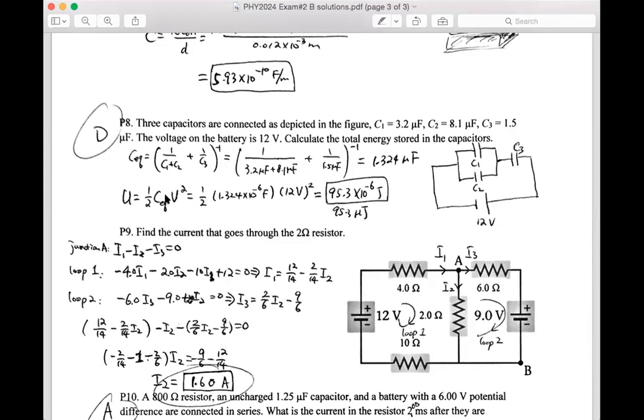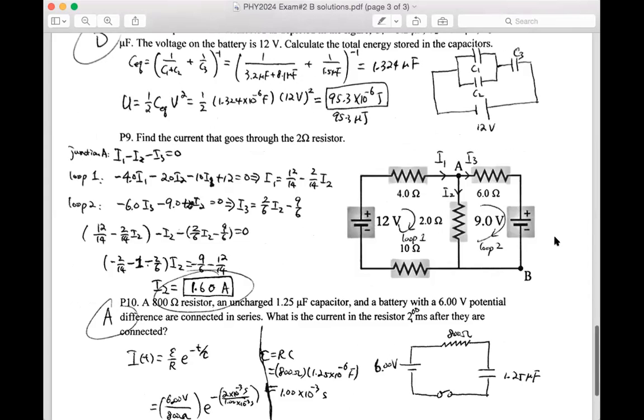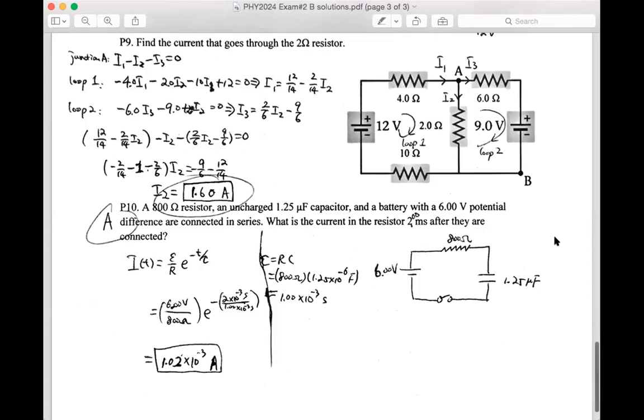After that, the energy stored in this combination will be 1/2 CV squared. C is the capacitance, the equivalent capacitance, and that gives you that number. All right, number 9 and number 10, we just looked at in the previous version.